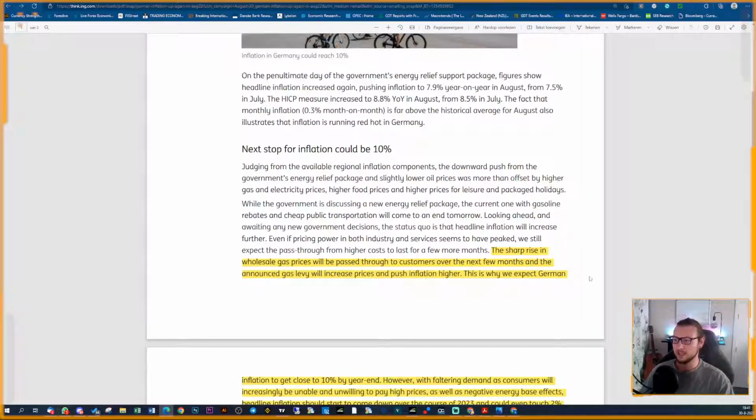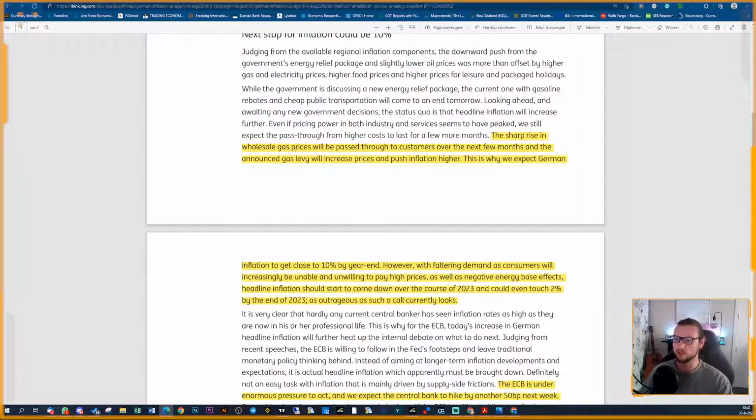If gas prices and energy prices are continuing to go higher, then inflation will go higher as well. Okay, again, it's not the demand side, it's the supply side, and that's something that central banks have very little power over. Okay, so what are they saying here? The sharp rise in wholesale gas prices will be passed through to consumers over the next few months, and the announced gas levy will increase prices and push inflation higher. This is why we expect German inflation to get close to 10% by year end.